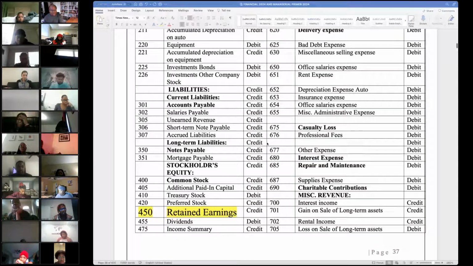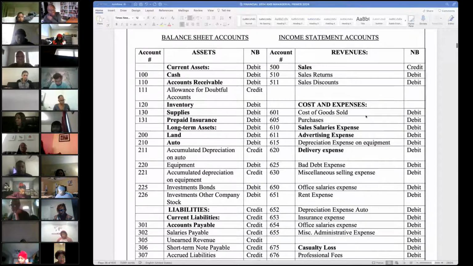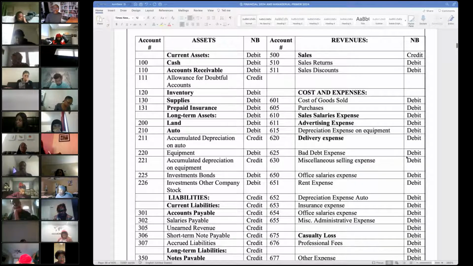When we make journal entries in general, we're crediting revenue, okay? And then we debit expenses. So when you make journal entries in this course, for the most part, especially over these first two to three weeks, if it's revenue, you're going to credit revenue. If it's an expense, you're going to debit the expense. Got that?